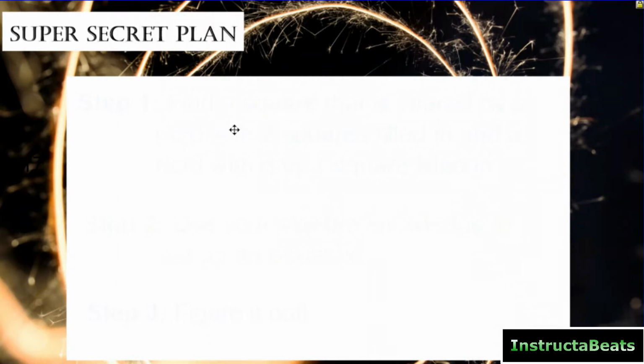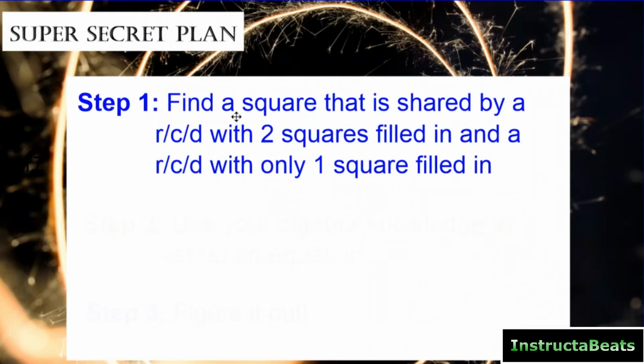All right, our super secret plan. Step number one, and by the way, when I say RCD, that means row, column, or diagonal. Way too long to put on one picture. So step number one, we're going to find a square that is shared by an RCD, a row, column, or diagonal, with two squares filled in, so you know two of them, and a row, column, or diagonal with only one square filled in. That's a lot of words. I will show you an example of what I mean. It's a lot more simple, just kind of wordy.